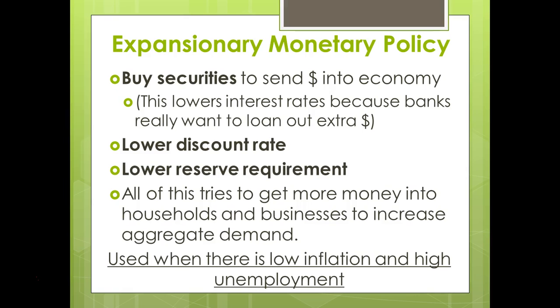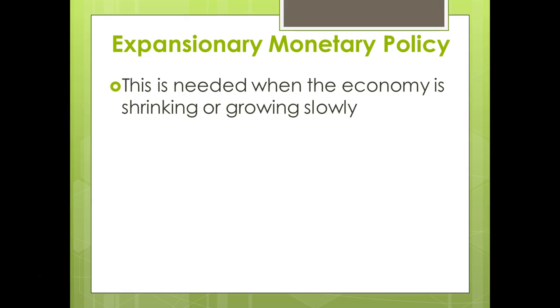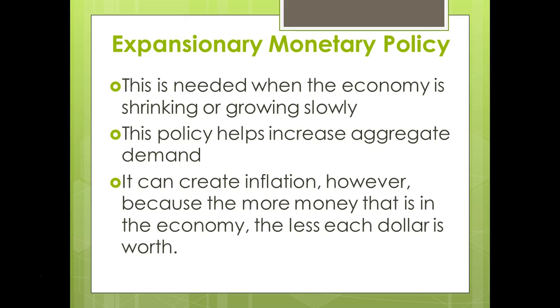And we use expansionary monetary policy when there's low inflation and high unemployment. That's because we want to create more spending and more jobs, but the more money we put out there, the higher prices get. And so if there's low inflation, that's okay. But if there's high inflation, we don't want to do that. So it's needed when the economy is shrinking or growing slowly. It helps increase aggregate demand, but it can increase inflation because the more money that's in the economy, the less each dollar is worth. That's expansionary monetary policy.